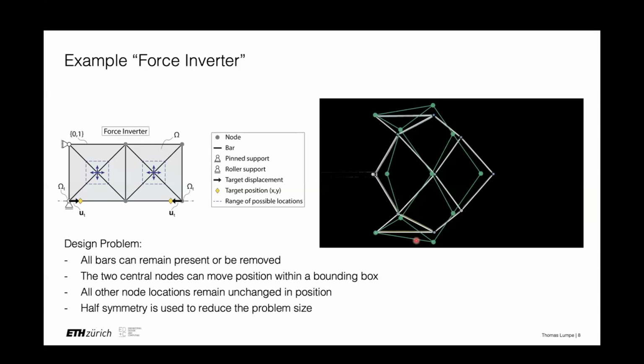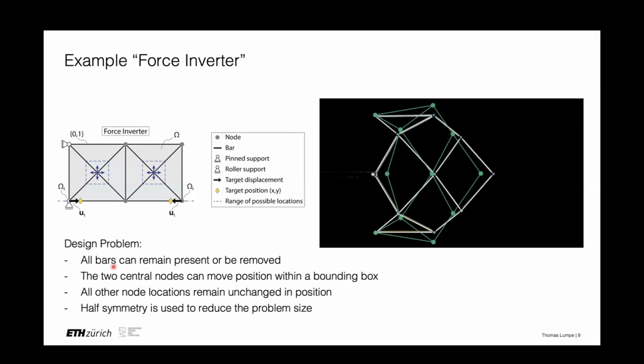So I'll move now to examples, because I want to show you the results as well as the link to the experimentation. The first example is a force inverter. Many of you have probably seen this in the literature. On the left-hand side here, we have a half symmetry ground structure that we'll start with. We apply a force here on the lower left support, and we'd like to have a deflection here on the lower right in the opposite direction. And that's this force inverter problem.